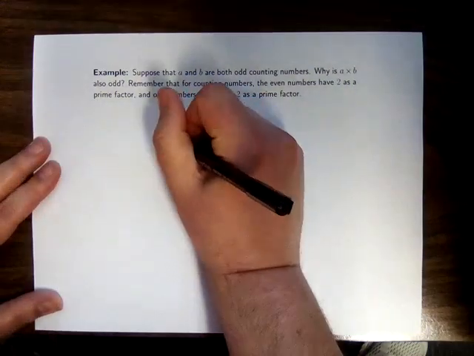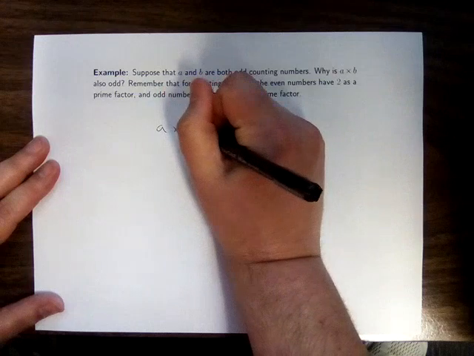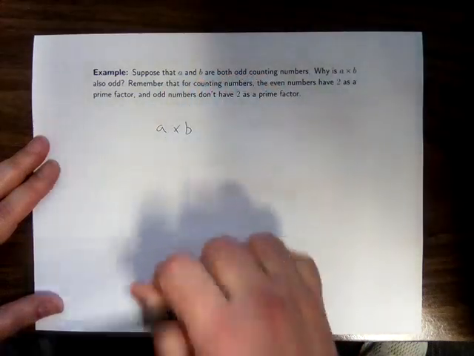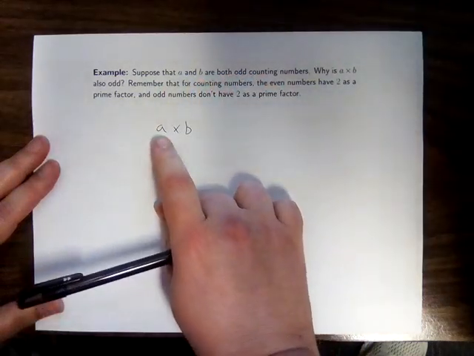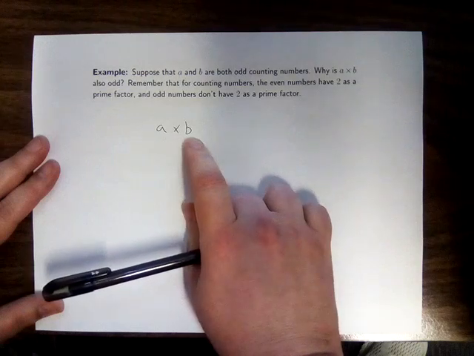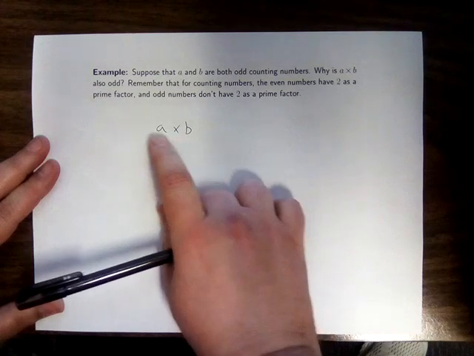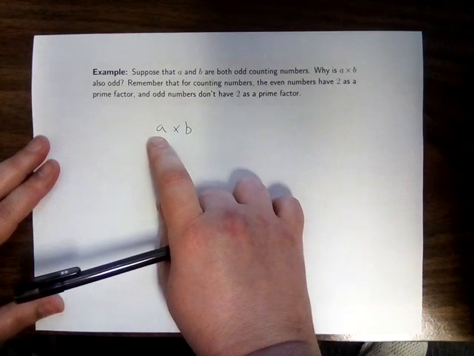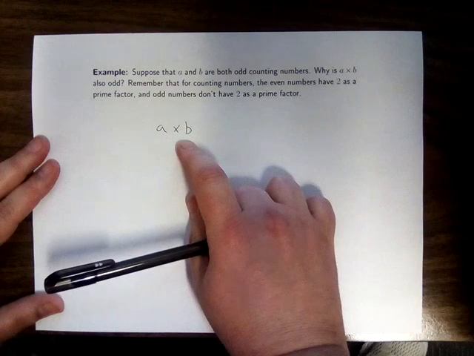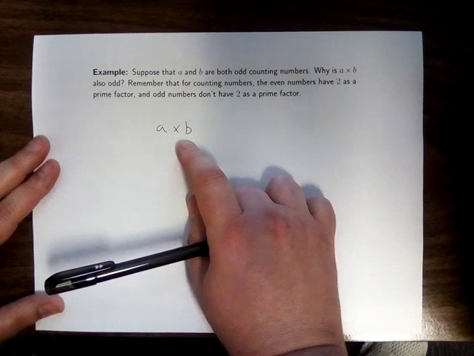So if we're thinking about the product a times b, if it were an even number, then that would mean that a times b would have to have 2 as a prime factor. But of course, that would only be possible if the first number had 2 as a prime factor, or if the second number had 2 as a prime factor.